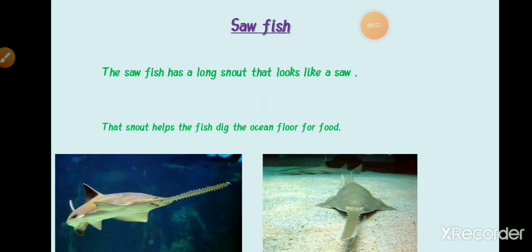Okay, children, I hope you all have enjoyed this chapter very much, and in your book you read it very carefully and try to know more about some more fishes. Okay, and you all complete your exercise.